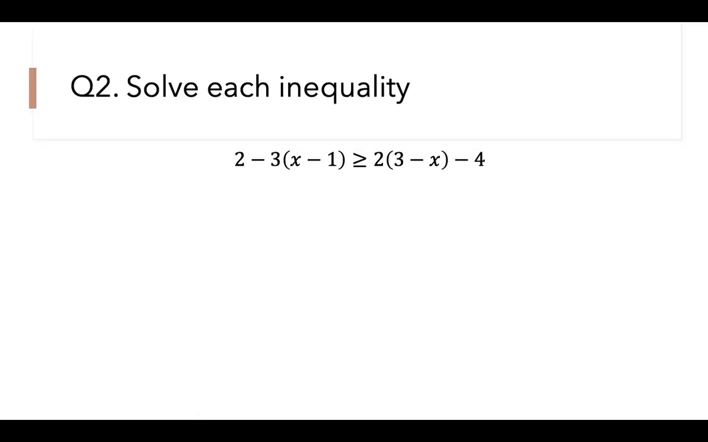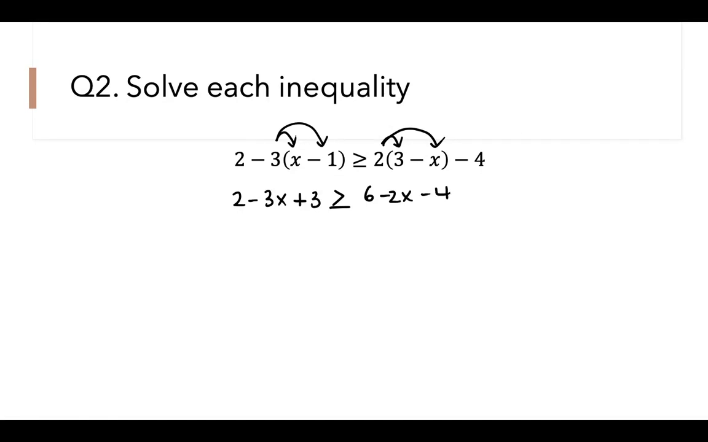So let's try solving an inequality here. The first thing you have to do is make sure that we find all the x variables. So let's simplify by using the distributive property, so you don't have any brackets here. It's going to be 2 minus 3x plus 3 greater than or equal to 6 minus 2x minus 4.